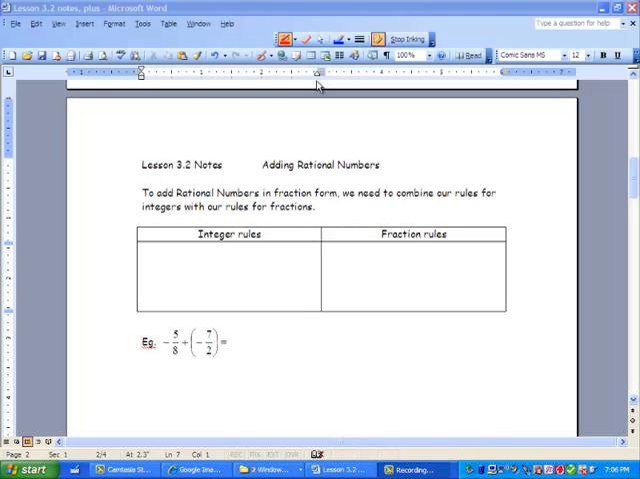Today we're going to be adding rational numbers. We had the song Big Spender on here because, well, guess what? I want you to think when we're adding and subtracting things, especially integers, I want you to think about money.